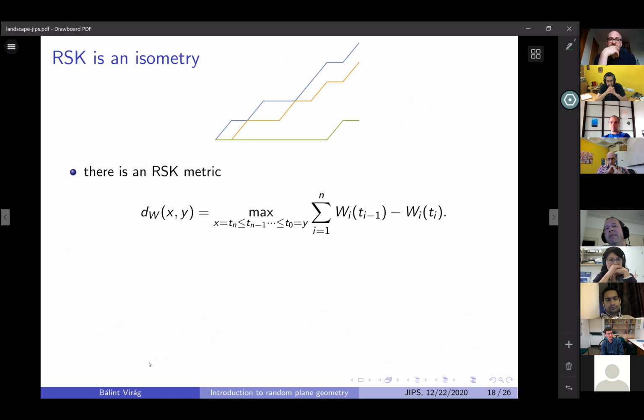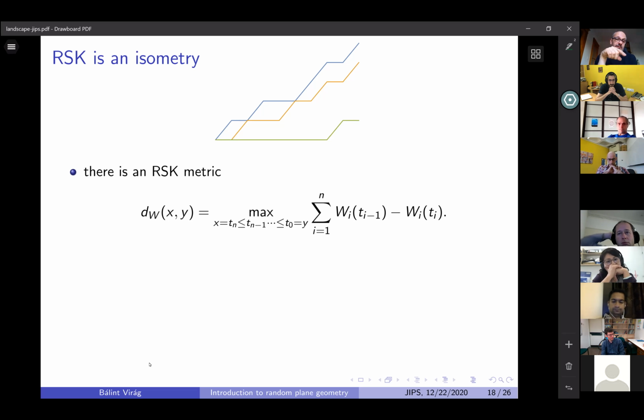Another thing that RSK does, which is quite amazing, is that it's an isometry. So it preserves distances, and I think that was first exploited in our paper, although it has been known in various cases in various ways, but not really well. Once you have this image of your RSK bijection, you can define a metric there, and you would think of this metric again as having two parameters.